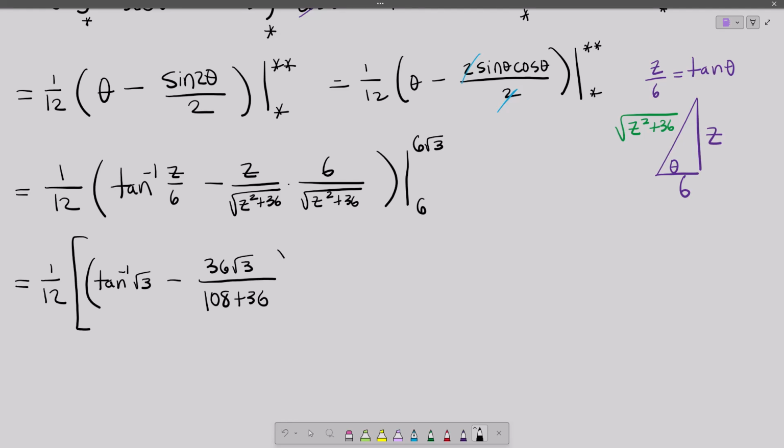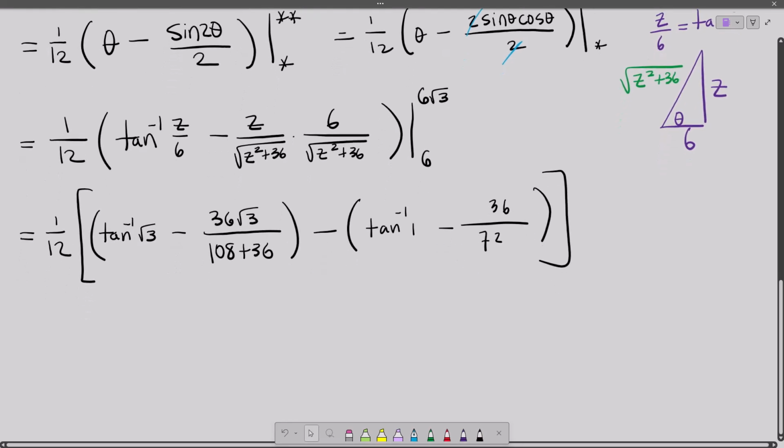All right, and then we subtract off the antiderivative evaluated here, so this is arctan 1 minus numerator 6 times 6. Denominator, just the inside here, that's going to be 36 plus 36, which is 72. And then close the bracket. So we have all that.